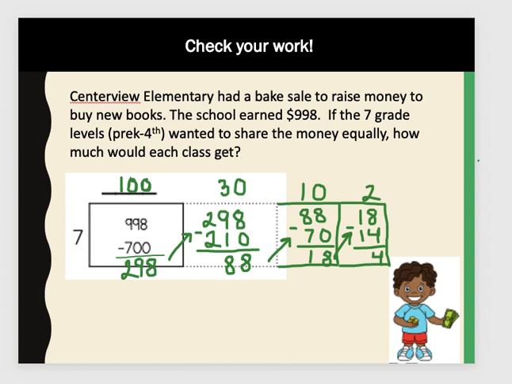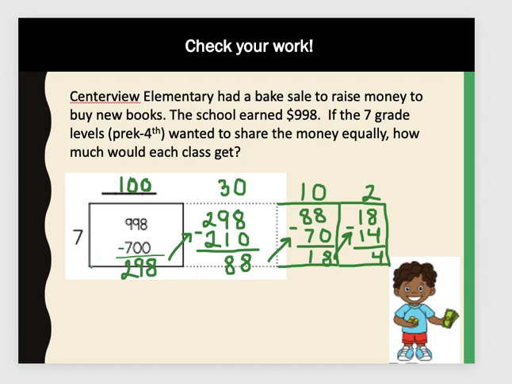All right, let's check your work on the last problem. You were asked to use the area model of division. It was started for you here, 998 divided by 7. And whoever started the problem said that first they were going to subtract 700.